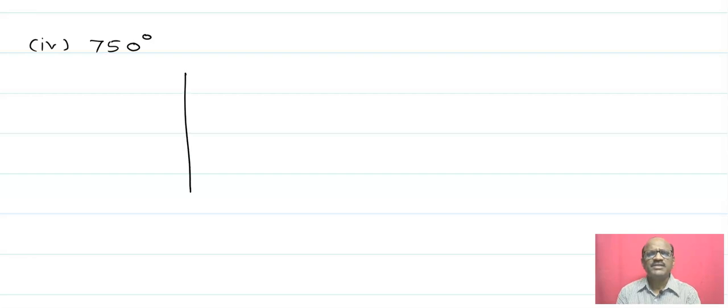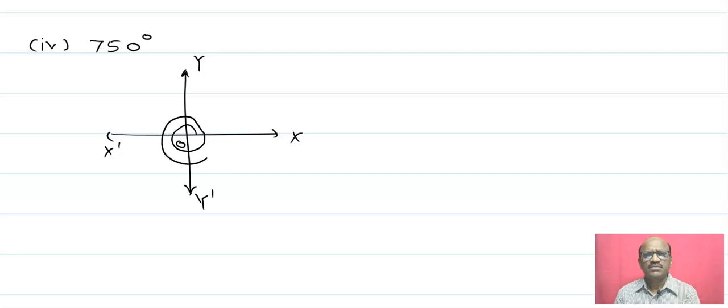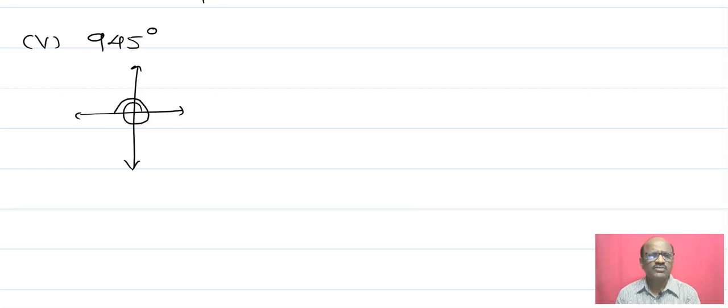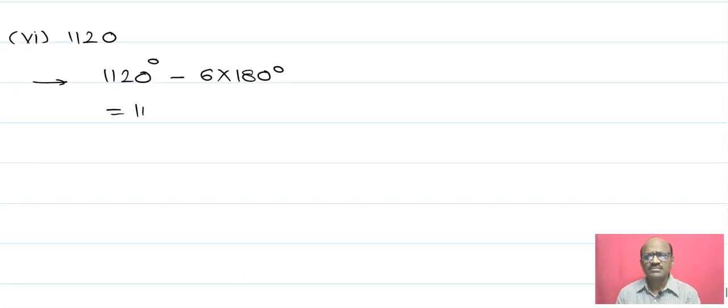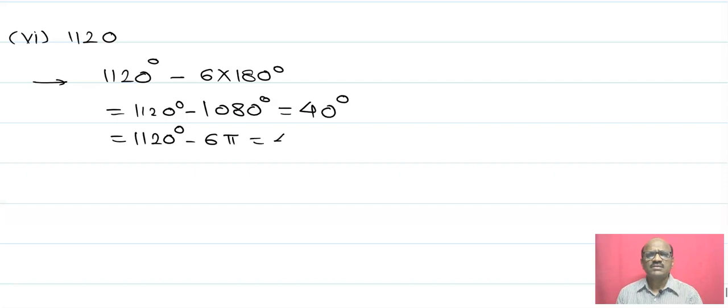Next, 750 degrees. Now see this: first rotation, second rotation, and it comes again in the first quadrant. 360 and 360 is 720, plus 30, it comes in the first quadrant. For this determination of the quadrant, you must know the tables of 18, or the tables of 360, or the tables of 9 also. 945 can be written as 180 into 5 plus 45. I had written 180 into 5. It is written in this manner.